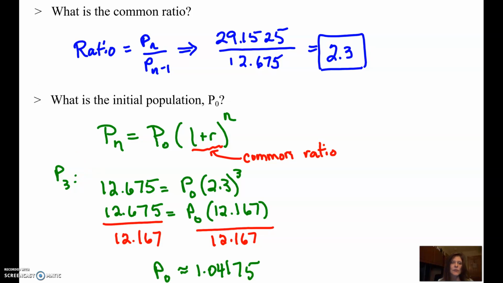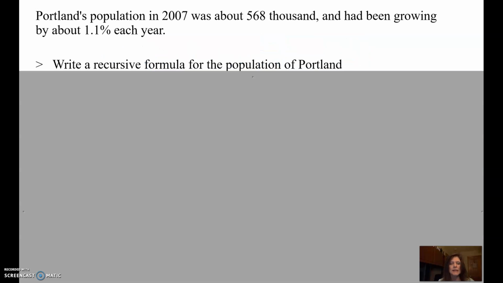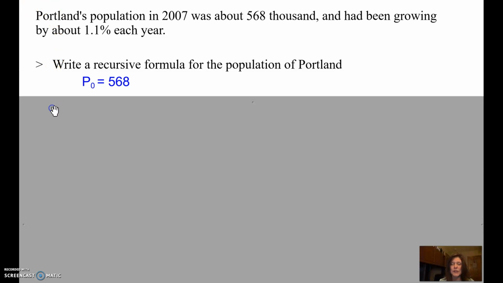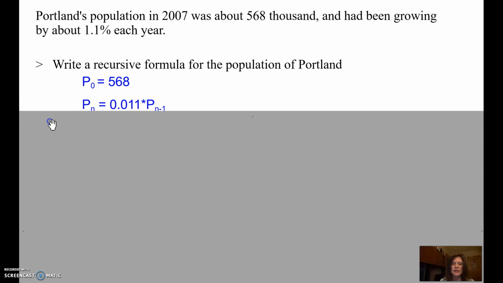All right, here's another one that's a little bit different. It says Portland's population in 2007 was about 568,000, and it has been growing by about 1.1% per year. Writing a recursive formula. All right, well, we're going to start with the initial P sub 0, 568, and I'm not going to put the zeros. We're just going to assume our answer is in thousands. So P sub 0 is 568.